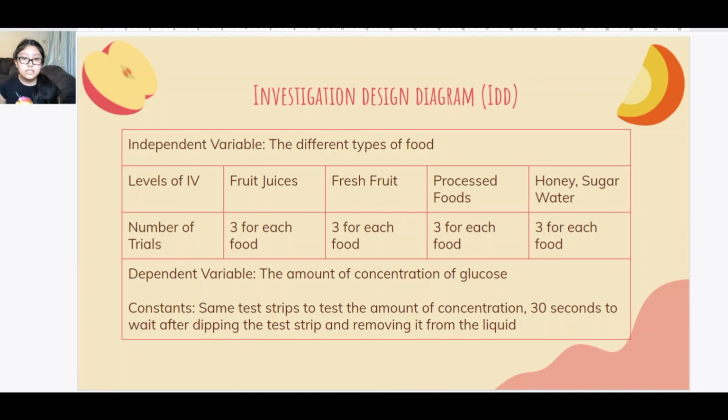For the IDD chart, the independent variable was the different types of food being tested. The levels of the IV were fruit juices, fresh fruit, processed foods, and miscellaneous, which consists of sugar, water, and honey. Each food was tested for 3 trials, and the dependent variable was the amount of glucose concentration. The constants were the same test strips used to test the amount of glucose and the same 30 seconds to wait after dipping the test strip into each food.